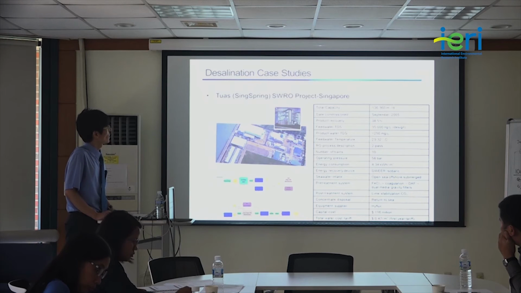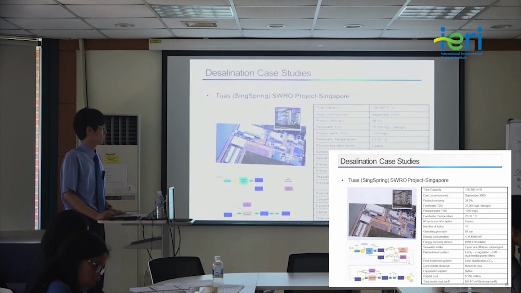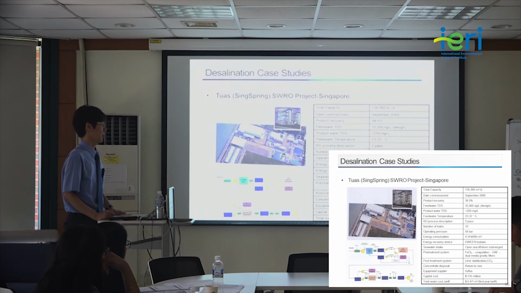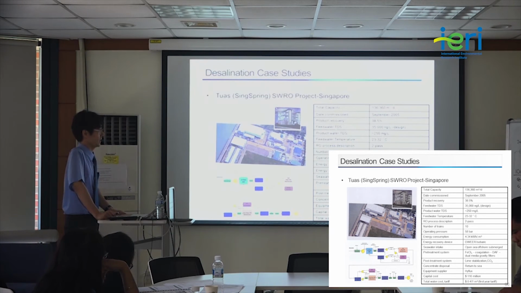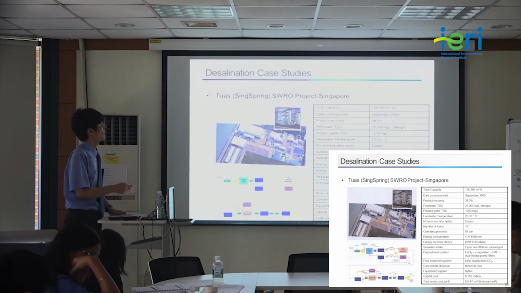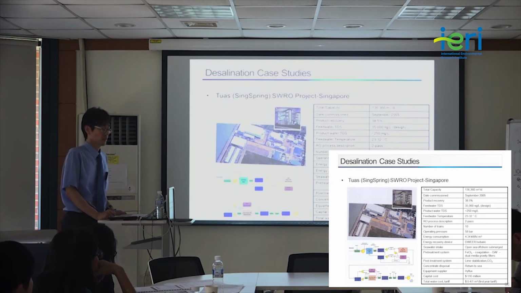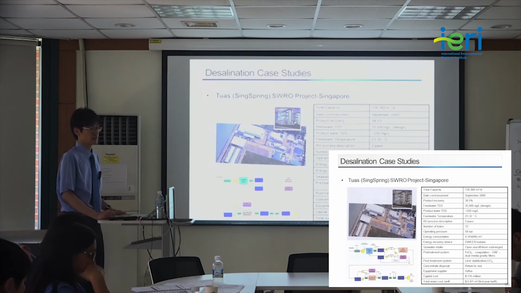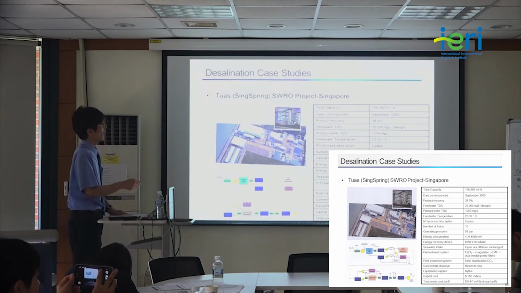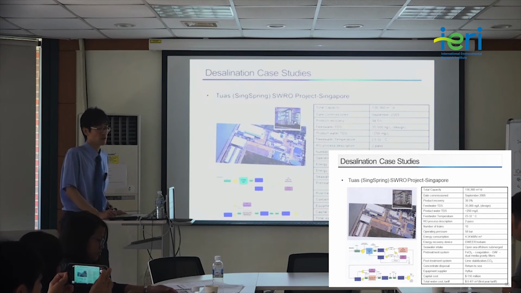This is another well-known seawater desalination plant located in Singapore. This is the Tuas seawater desalination plant. Its size is smaller than the Ashkelon desalination plant. Its plant capacity is 136,000 cubic meters per day. And their feed solution salt concentration was lower. So instead of having a salt concentration of over 40,000 milligram per liter, they only have 35. So they can have the benefit of lower osmotic pressure.